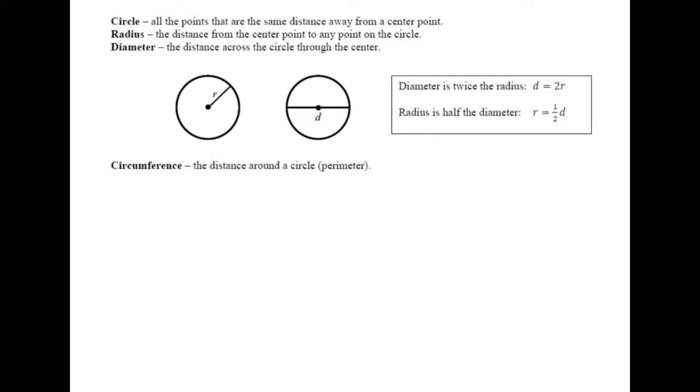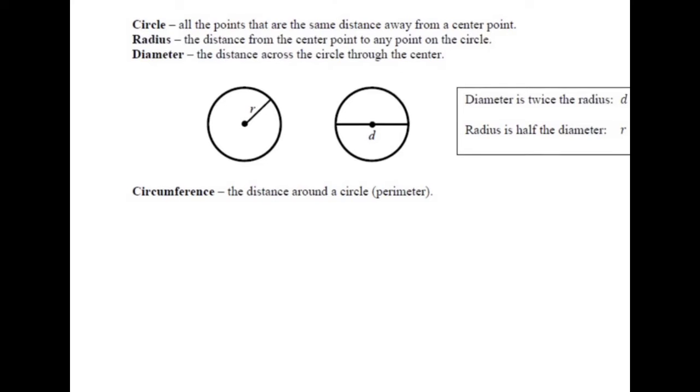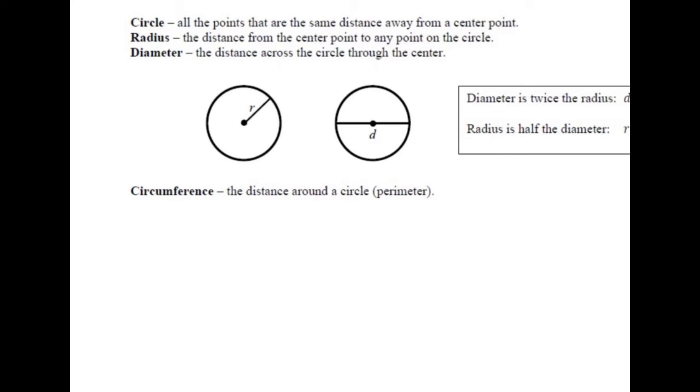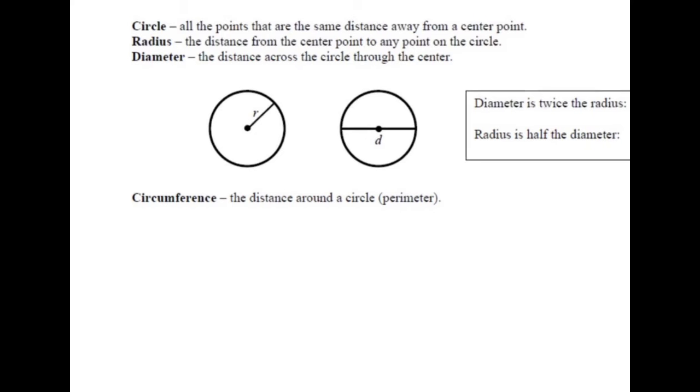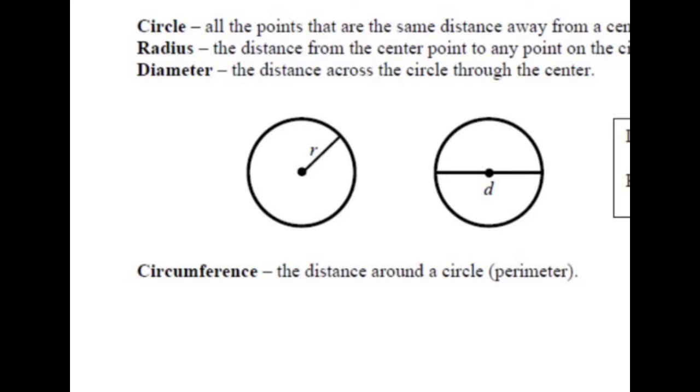Okay, let's get some definitions here. A circle is all points that are the same distance away from a center point. What does that mean, right? Let's take a look at this first circle. Can you see how that could look like a bike tire? These would be the spokes of your tire. Each of these spokes is the same size. Every single one of them is identical.